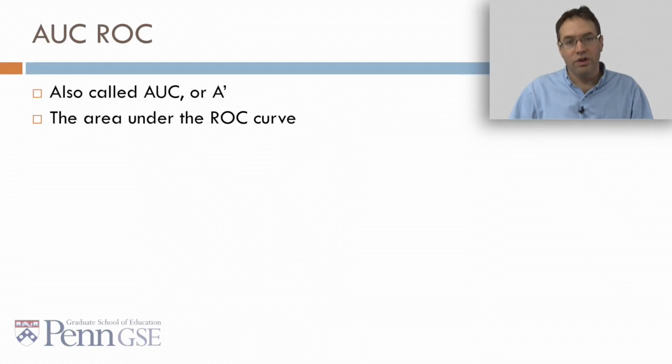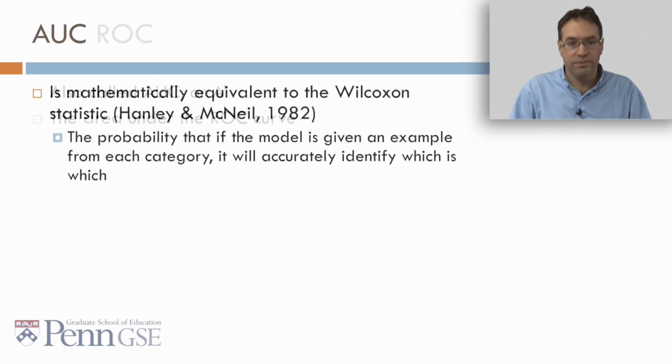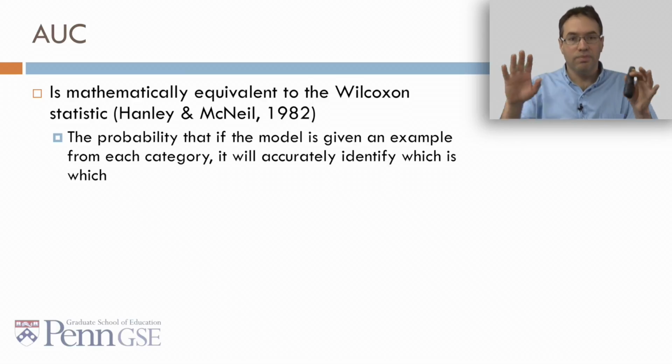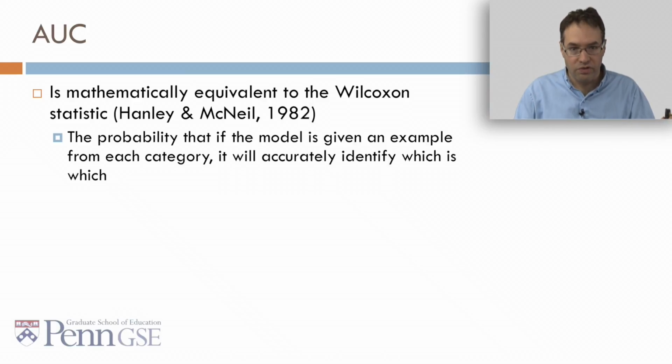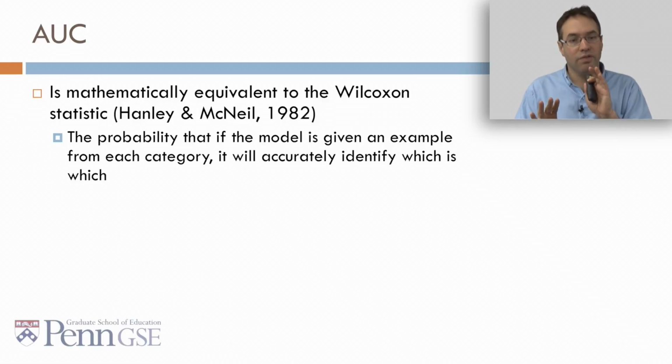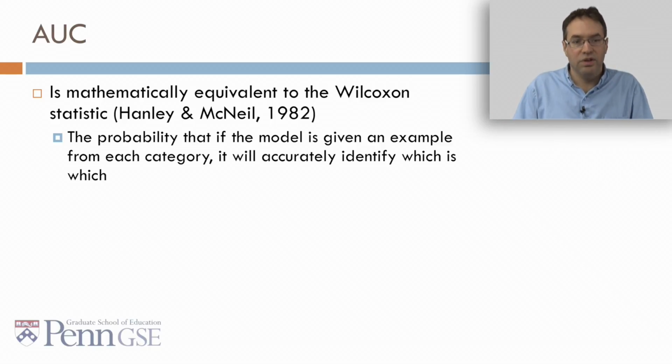Now, taking an ROC curve, we can compute what's called the AUC-ROC, also called AUC sometimes for short, or called A prime, or even called Wilcoxon at times. This is the area under the ROC curve we've just seen. AUC is mathematically equivalent to the Wilcoxon statistic. It's the probability that if a model is given an example from each category, it'll accurately identify which is which. I personally find that a little bit clearer way to think about this.